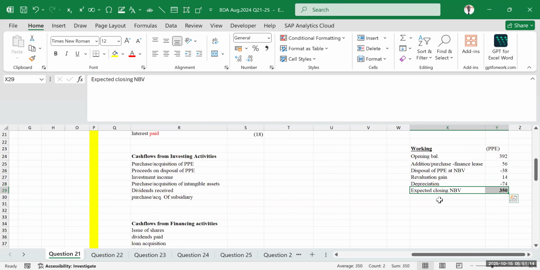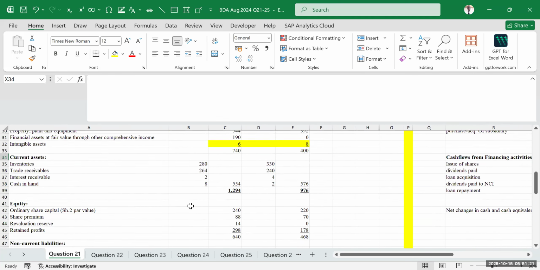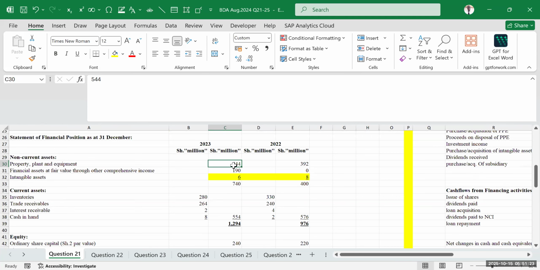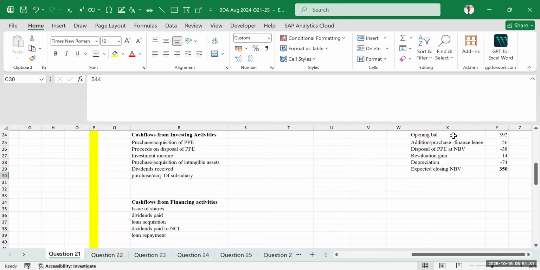But is it the actual closing net book value? Where do we get the actual? We go to the balance sheet and see the actual closing amount is 544. Members, I hope you're able to see that. I hope we're able to see that. And you see the logic that we are following on PPE.